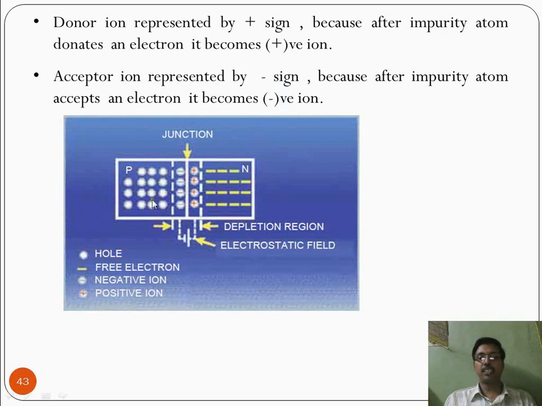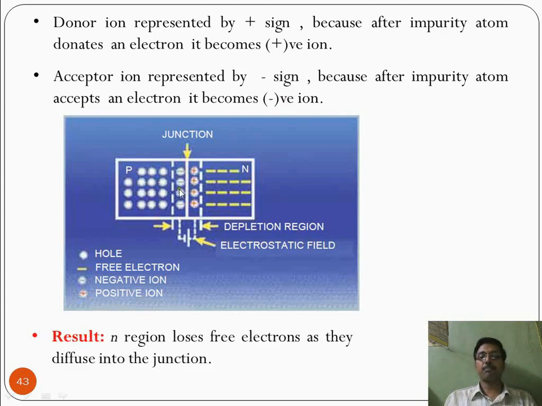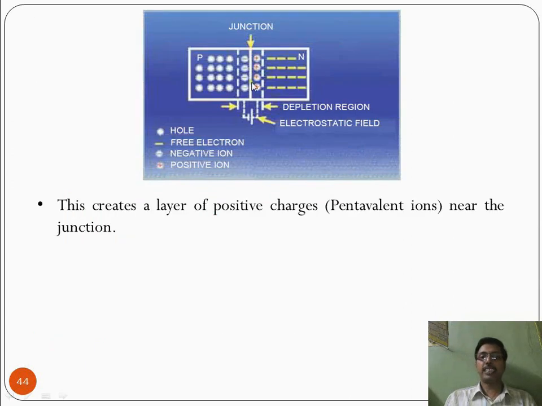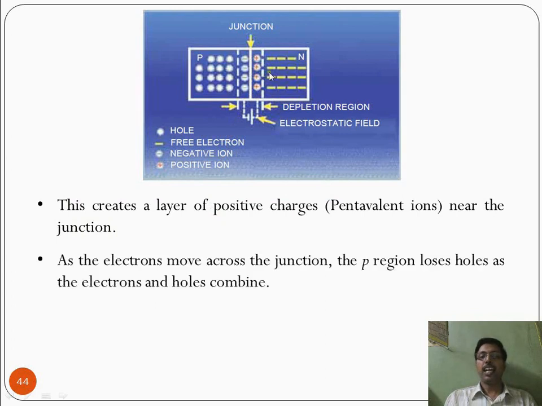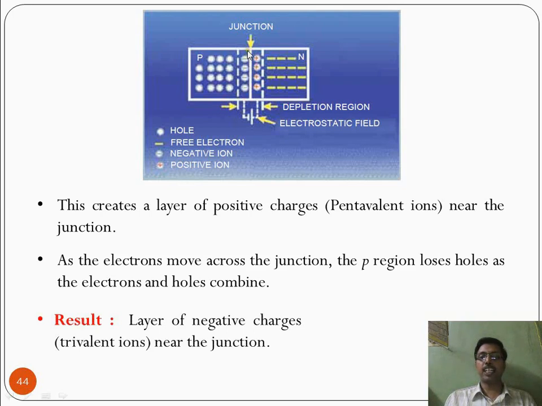Consider this diagram. While forming this junction, the electrons in the N region drift towards the P region, and holes in the P region drift towards the N region, and it forms a depletion region. First, the electrons drift from N to P. So the N region loses free electrons, and it leaves a space of holes. This creates positive charges near the junction. As the electrons move across the junction, the P region loses holes as the electrons and holes combine. The result is a layer of negative charges near the junction.